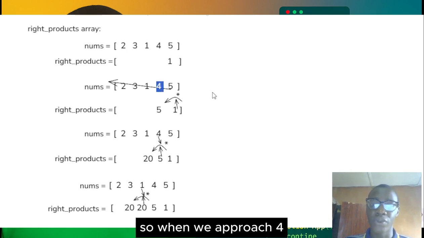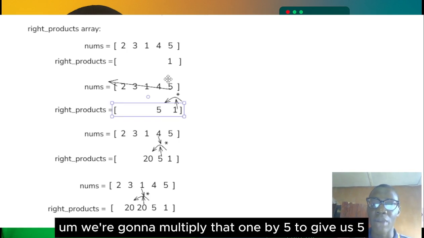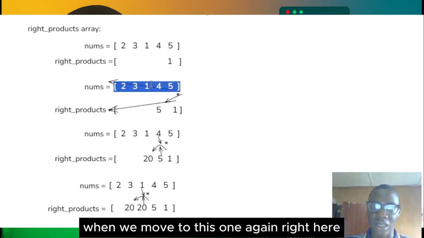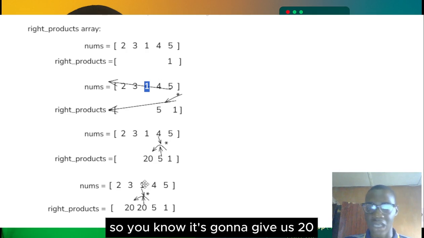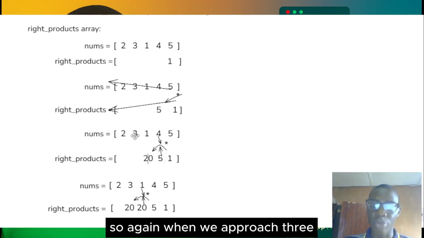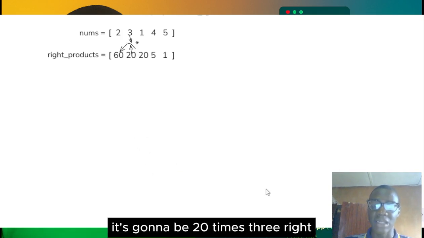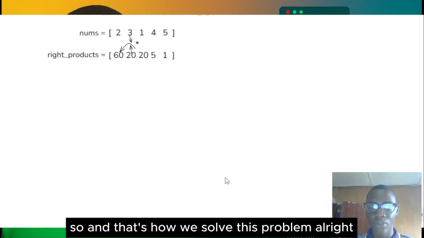So when we approach 4 by moving from the right to the left, we are going to multiply that 1 by 5 to give us 5. So when we move to 1 again, right here, we're going to multiply that 5 by 4. That's how we keep doing it. So it's going to give us 20, which is this 20 here. So again, when we approach 3, it's going to be 20 times 1, and when we approach 2, it's going to be 20 times 3, right? And that's how we solve this problem.